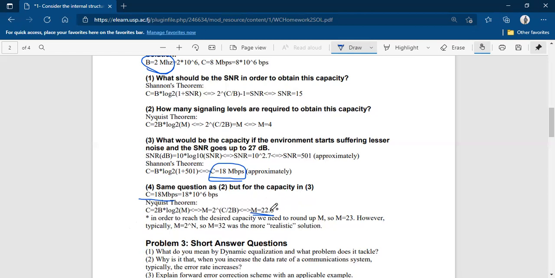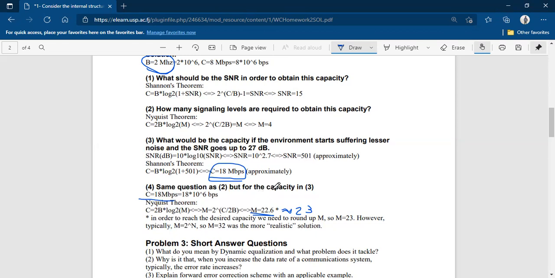Now, will the number of channels be a decimal or an integer value? Can the number of channels be a fraction? William, what do you think? No, right? So we have to approximate this, so it is approximately equal to 23. Now, this M value has to be of order 2.